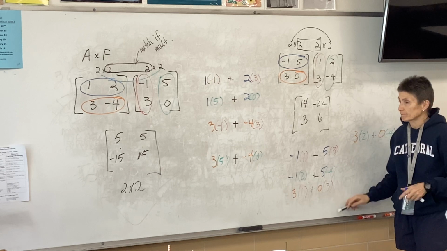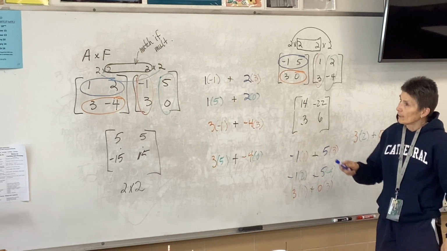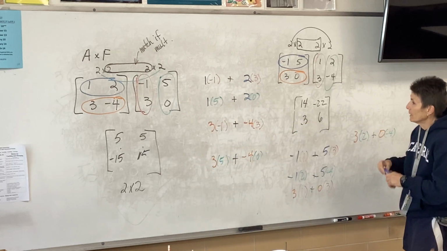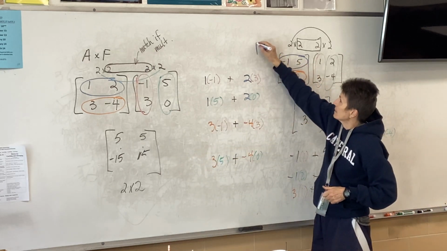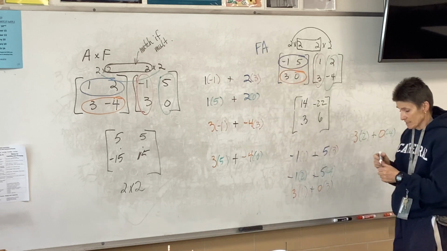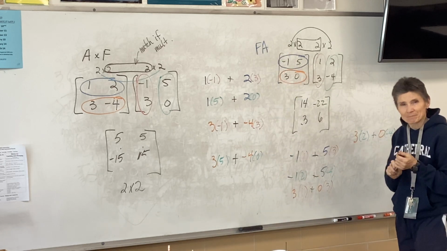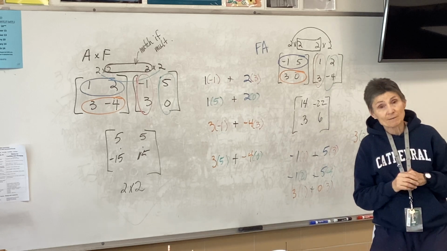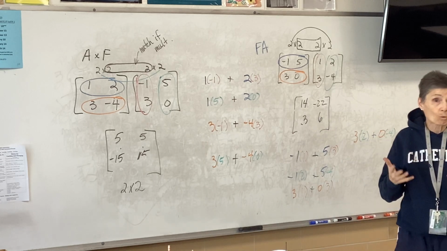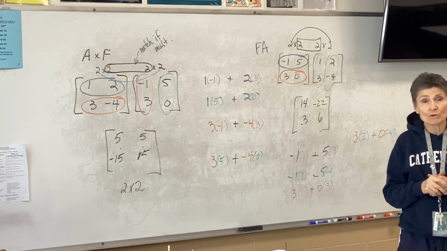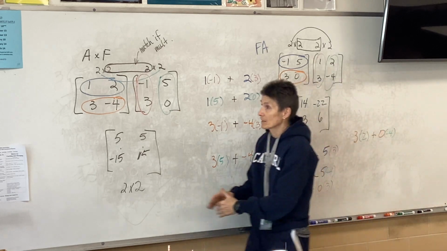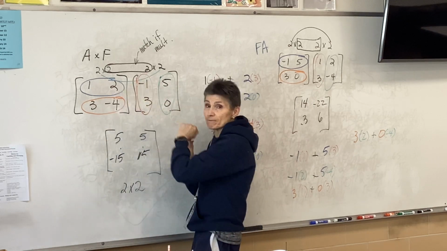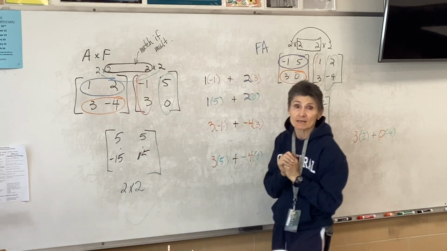Notice, when I did A times F, I got that. But when I did F times A, I got this. They are not the same. Multiplication of matrices is not commutative, which means that order matters, and so you have to make sure that you're doing first times second, because it's rows of first and columns of second that you are multiplying.